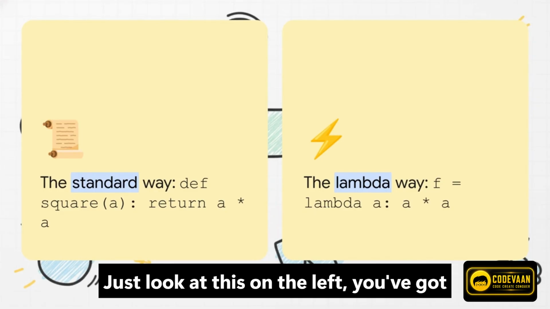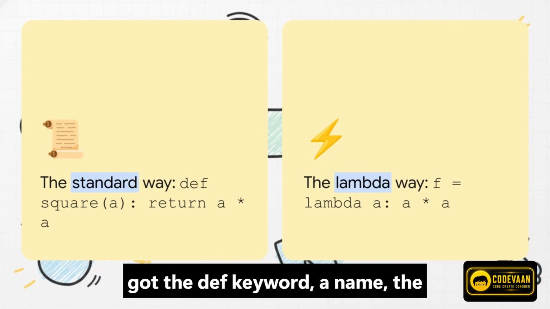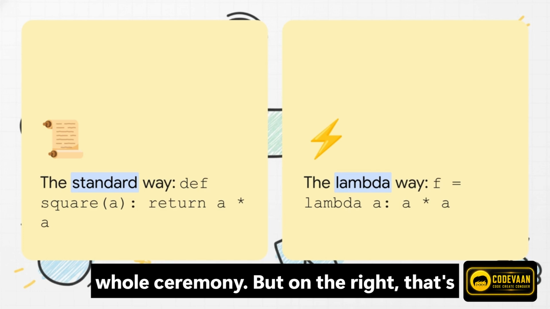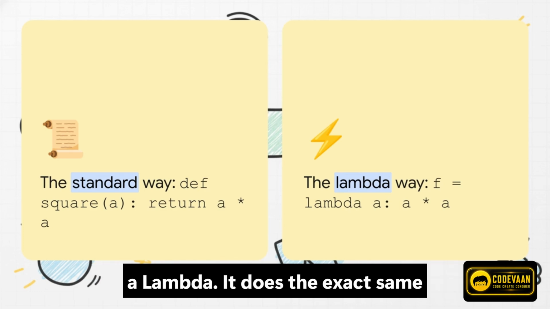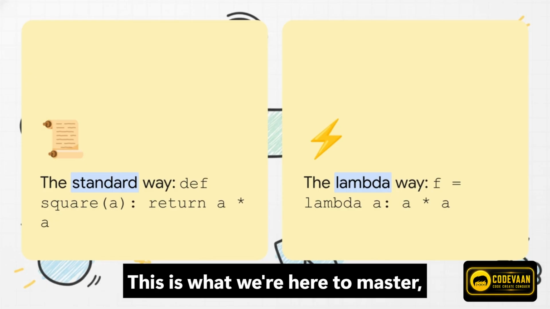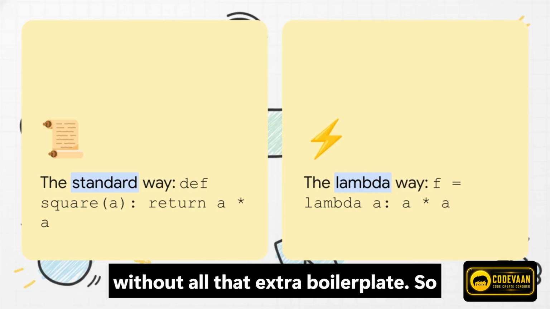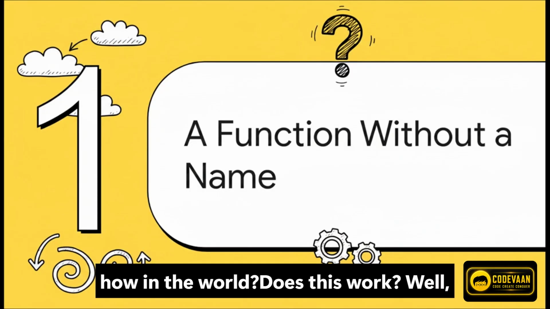So, what's the big deal? Just look at this. On the left, you've got your standard everyday function. You've got the def keyword, a name, the whole ceremony. But on the right, that's a lambda. It does the exact same thing, but in one clean, simple line. This is what we're here to master, writing these quick, disposable functions without all that extra boilerplate. So, how in the world does this work?